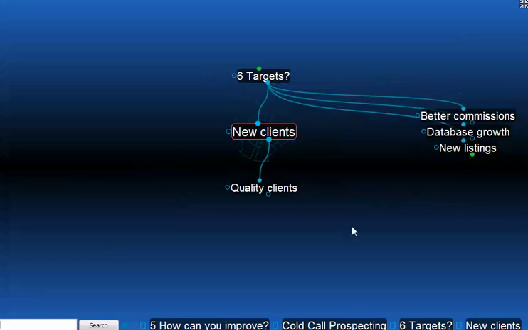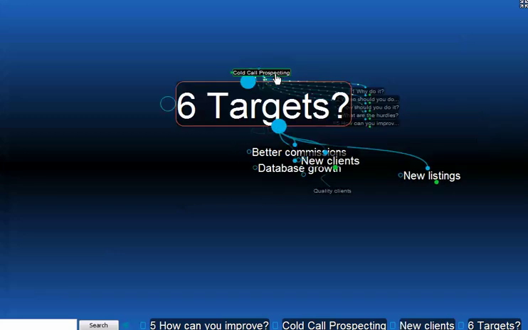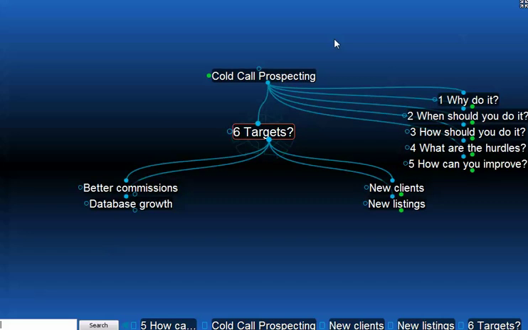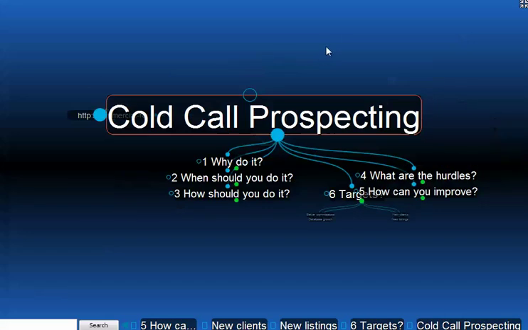You should be looking for new clients that are owning quality properties locally. You want new clients. And of course you want new listings. Exclusive listings more than anything else, quality properties and referral business. That's how you grow your database. That's how you'll grow your activities in commercial real estate.